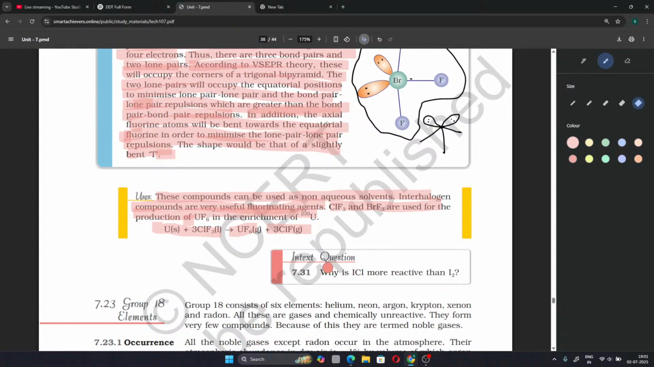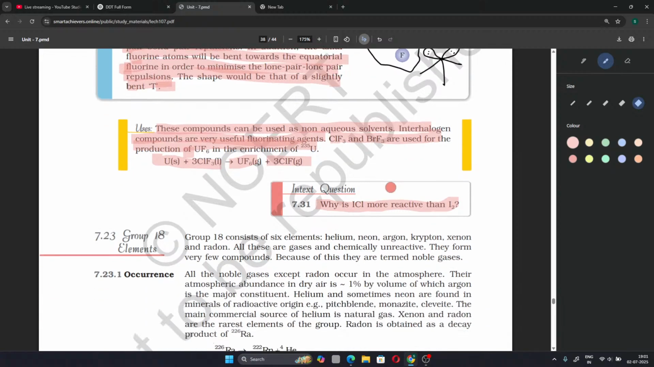In-text question: why is iodine chloride more reactive than iodine? Maybe it's because of the instability of the interhalogen compounds, and as the iodine bond is more stable than ICl, due to that reason ICl is more reactive than I2. We can even say the ICl bond dissociation enthalpy may be lesser than the bond dissociation enthalpy of I2. Maybe that can also be one of the reasons.